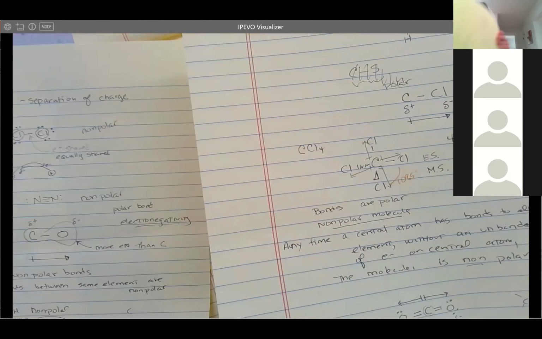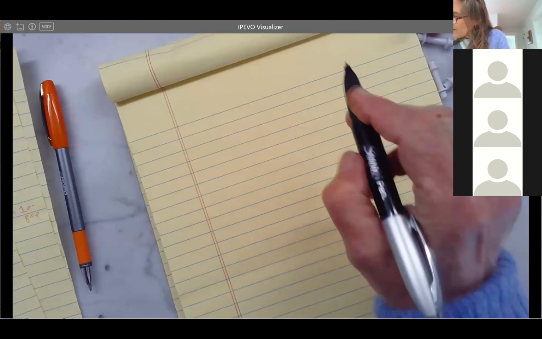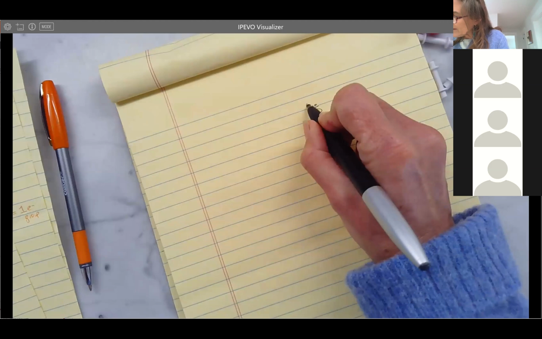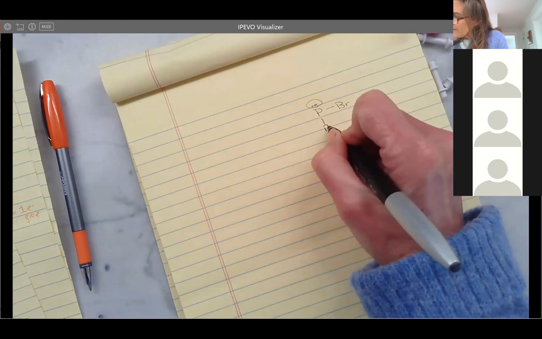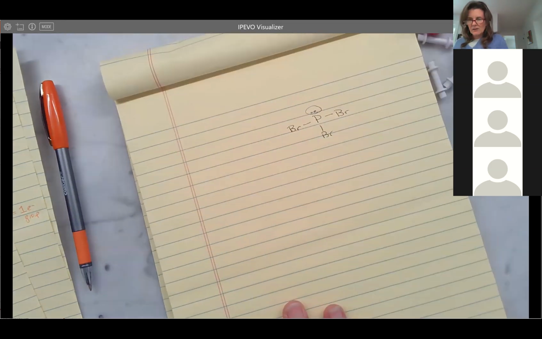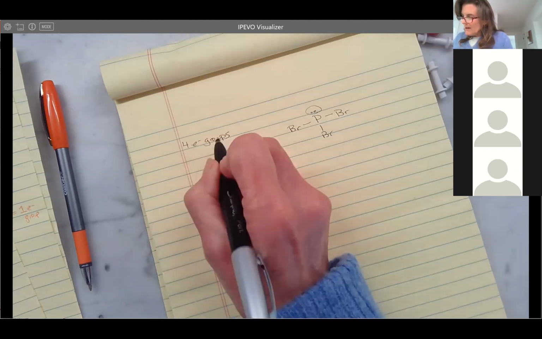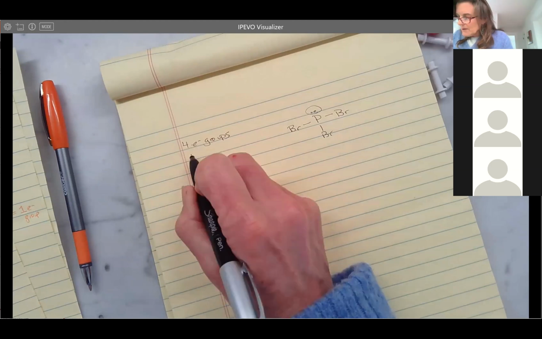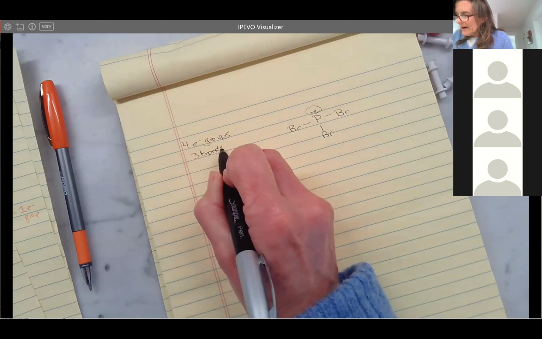We did PBr3. This was the Lewis structure we had. Okay, so how many electron groups does this have? 4. 4 electron groups. And it's 3 bonds, 1 unbonded pair.